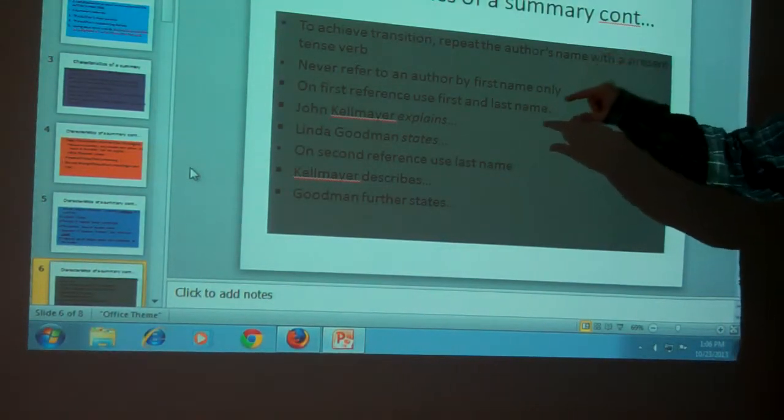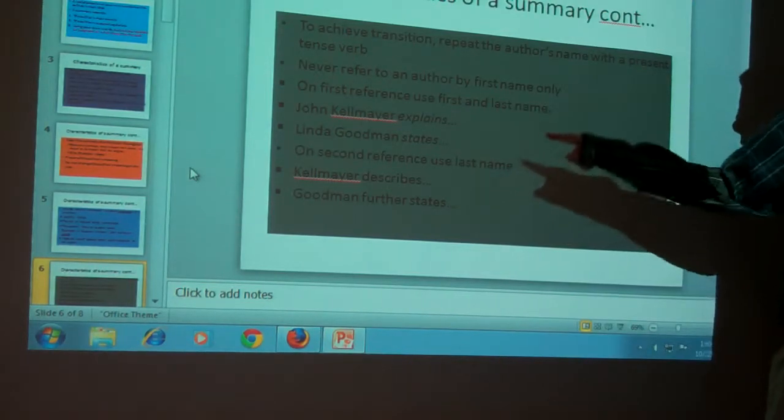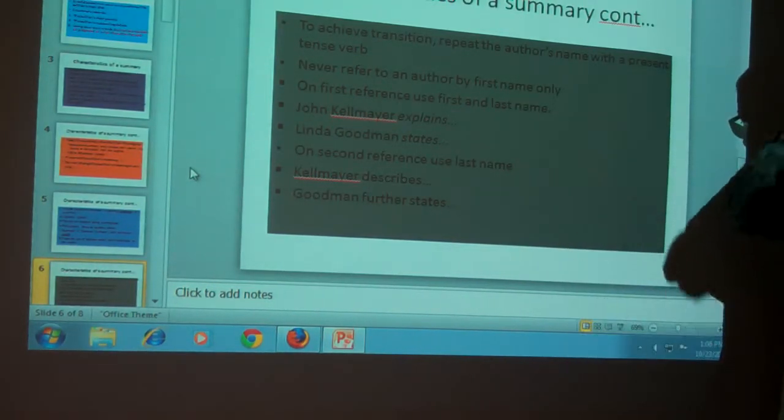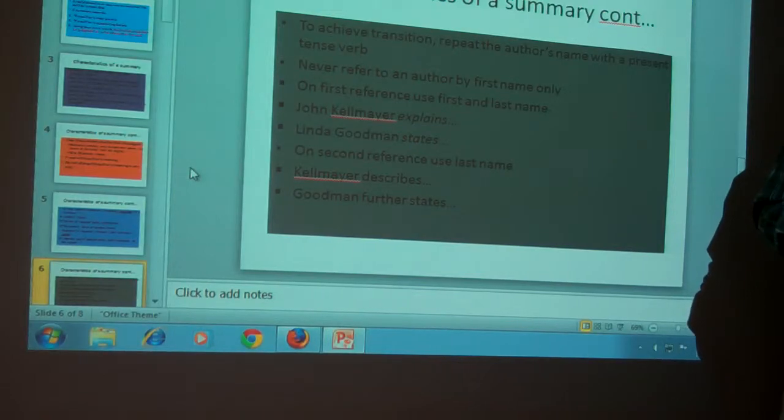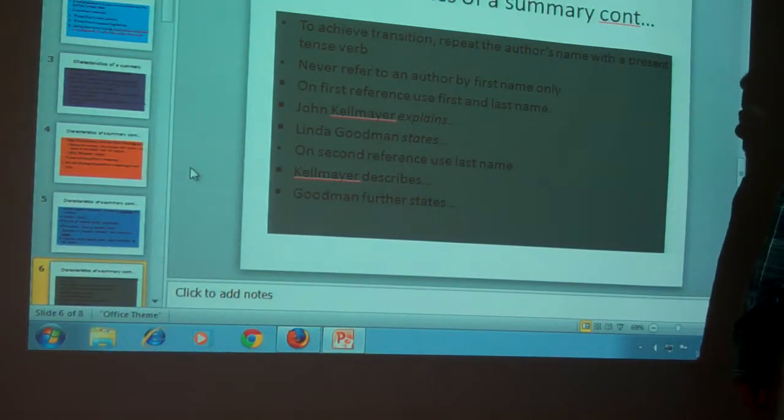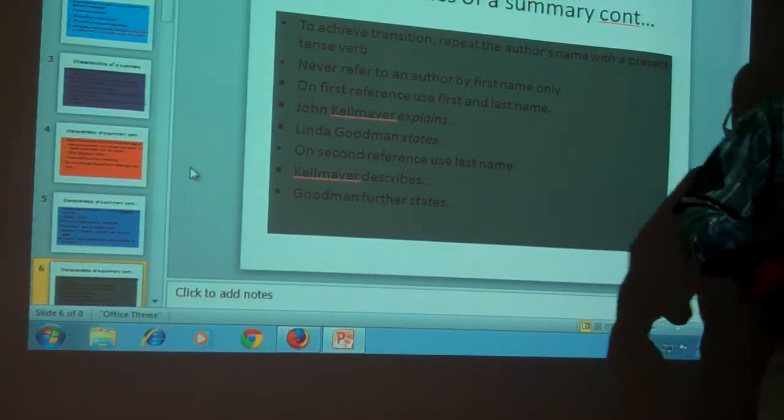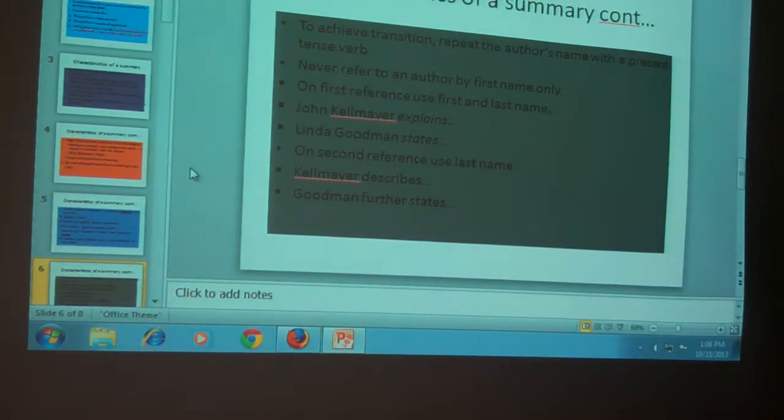That's on first reference. On second reference, as you go through your summary and you're again making reference to the author, you may at that point use their last name. So for example, Kellmeyer describes, Goodman further states, so on and so forth. So it's very proper that you at that point go by the last name.